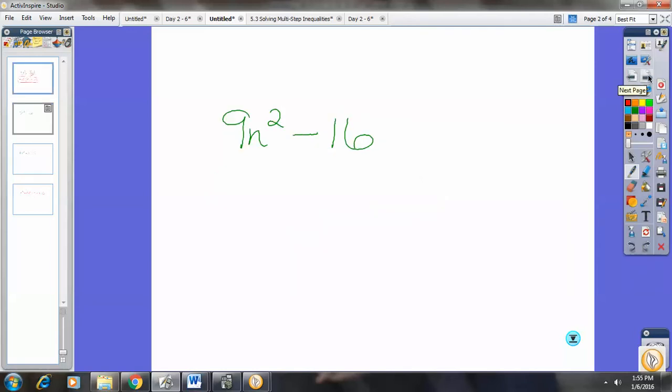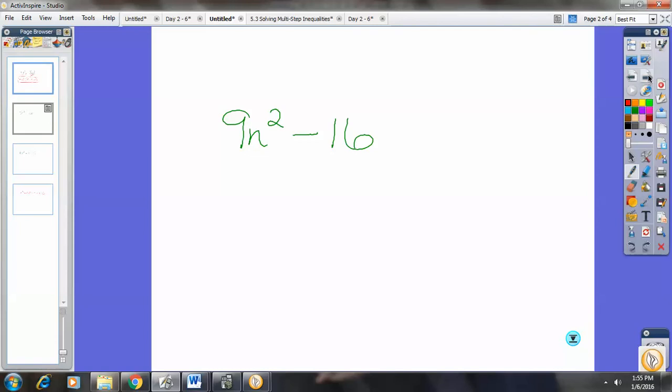What if I give you this problem, 9n squared minus 16? What do we call that? You're on the right track. Difference of squares. Yeah, difference of squares.